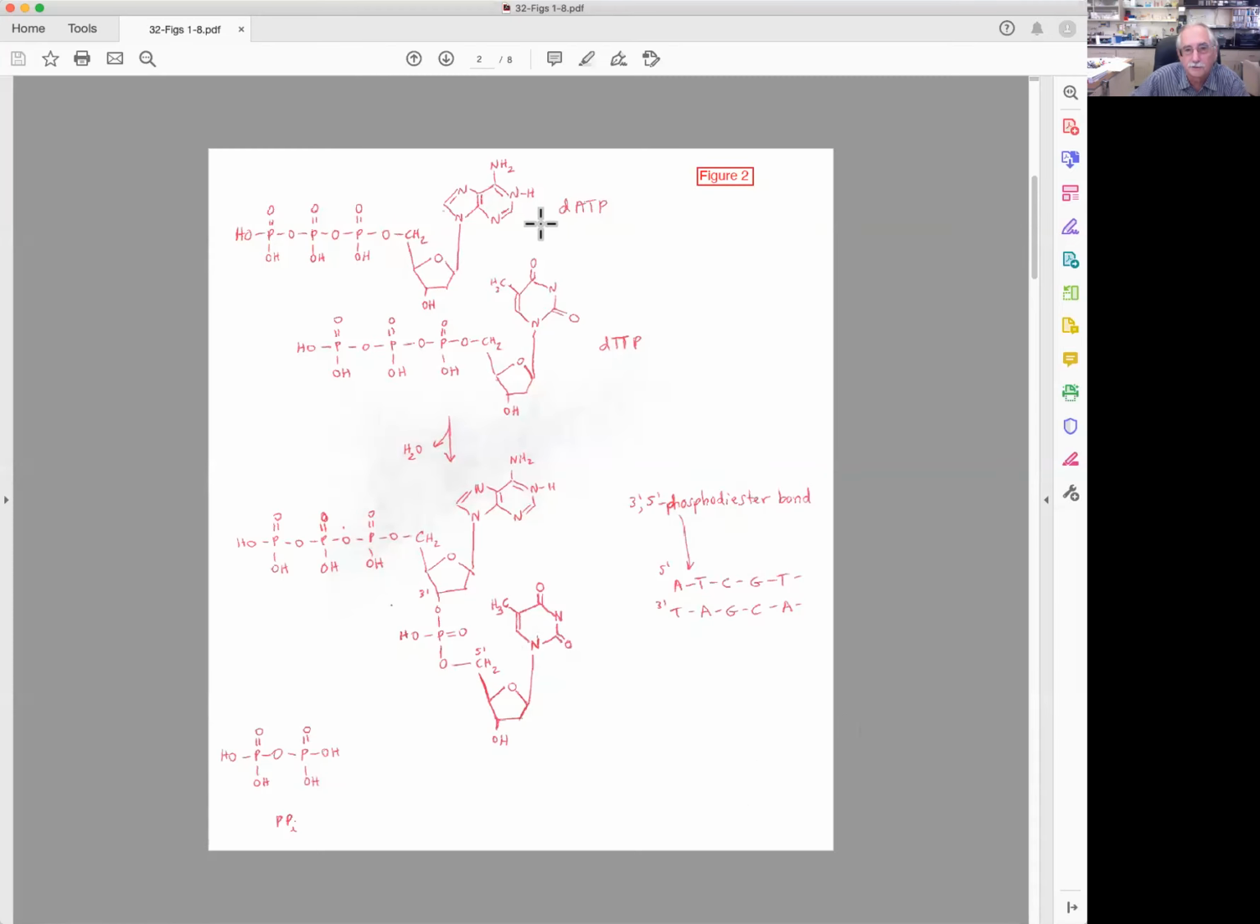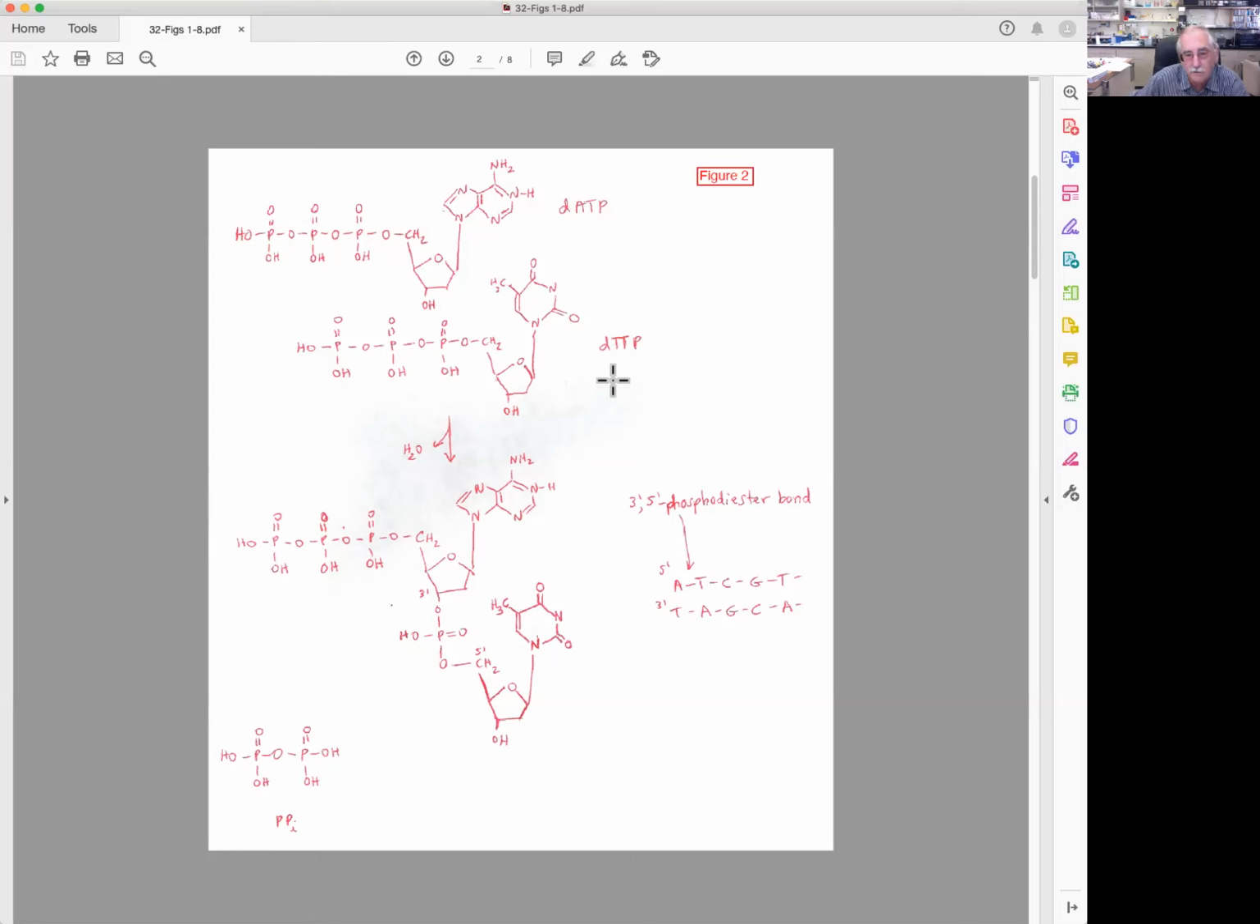Here are 2 monomers, deoxy-ATP. What is the difference between deoxy-ATP and ATP? Simply at the 2 position right here, there's no hydroxyl group. So this is 2-deoxyribose. You can see the phosphoester, phosphoanhydride, phosphoanhydride. This is a base known as adenine, but it's a purine base. Here's a pyrimidine base.